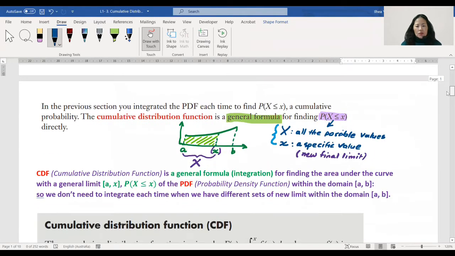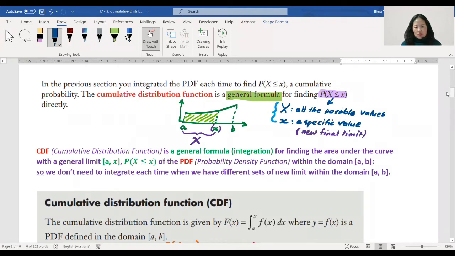Now, what we're going to do is a cumulative distribution function. Okay, with the PDF, the probability density function, we were trying to find the P of probability, big X is less than or equal to little x. That's what I'm going to call it. Now, what does that mean? It means that the big X here is all the possible values you're going to get. And then little x is the specific value that it's going to go up to, like a new final limit, the biggest limit that you're going to get.